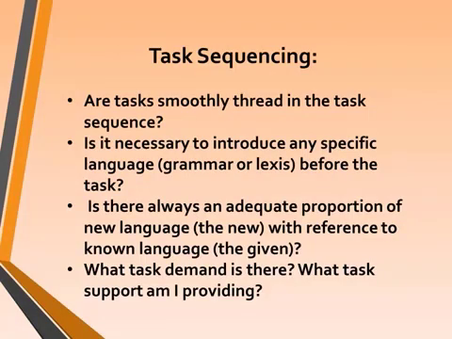Let us pass on to task sequencing. Now, what are the questions that we should bear in mind when we are devising task sequences? The first question is, are tasks smoothly threaded into the task sequence? Do we notice any gaps? Do we notice any flaws in the sequence that would not help students be able to produce the language? How do we assemble tasks that pass on from input into output?